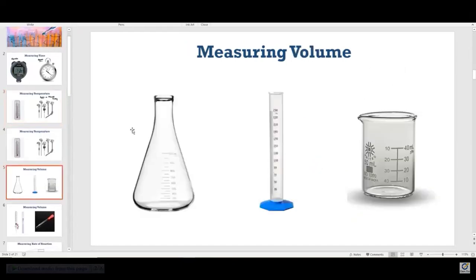Anyway, moving on, there are different ways of measuring volume. This is the part that is tested in the exams. The first apparatus that you must be familiar with is called a conical flask. It's also known as the Erlenmeyer flask.